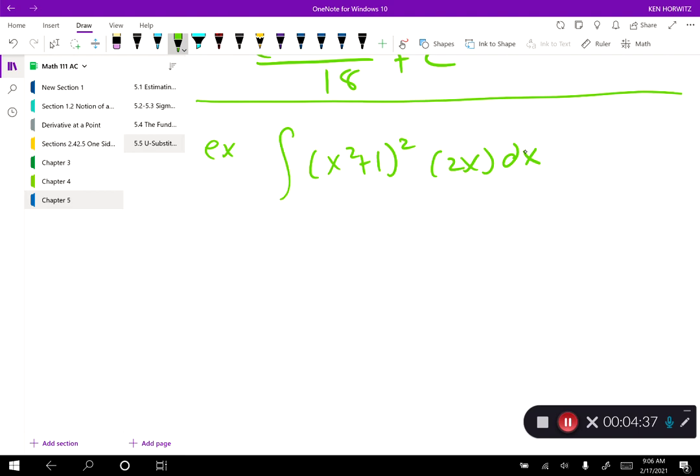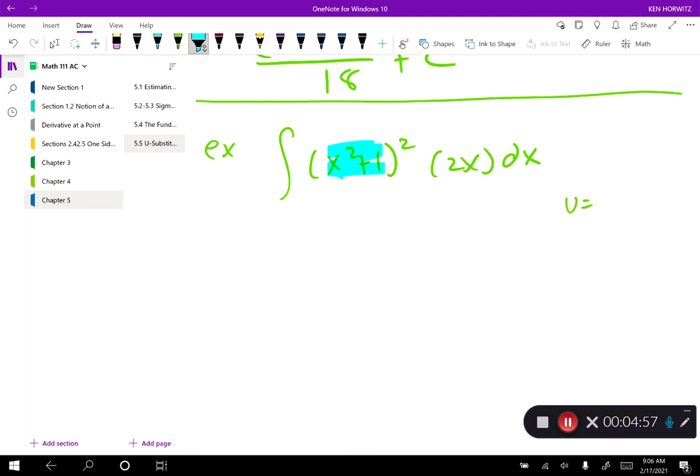All right. So here I have something inside of parentheses raised to a power. Seems to me to be a composite function. Now the question is, what does u equal? Well, u equals, again, what has to be in the parentheses. So what has to be in the parentheses is right here.